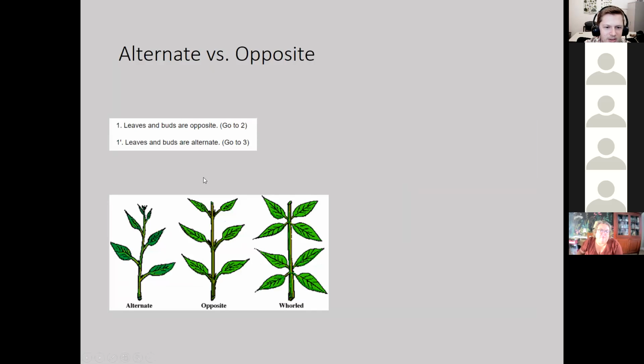So let's just say, for example, that we're at the very first step here. Leaves and buds are opposite, or leaves and buds are alternate. So you have two different directions to go here. You've got alternate or opposite.